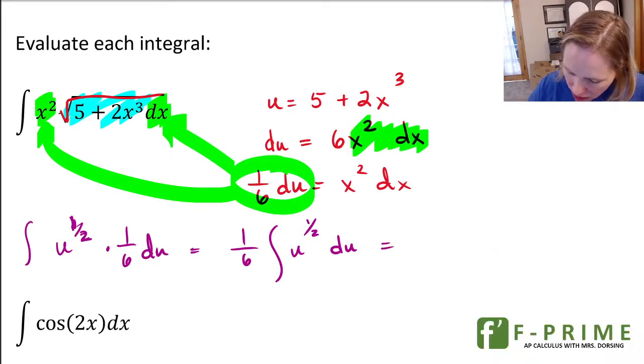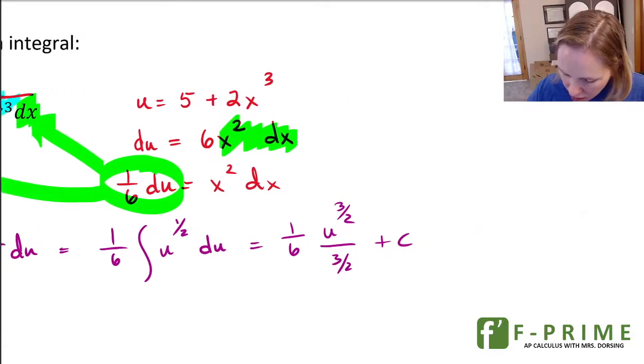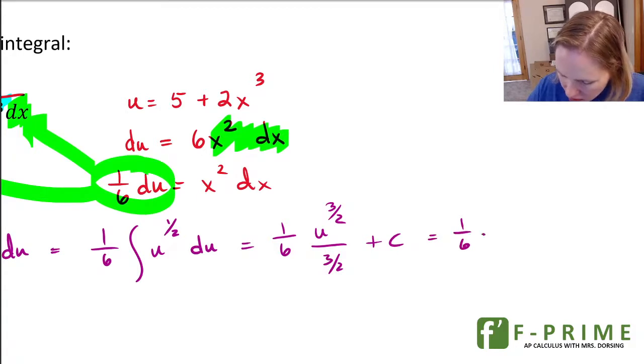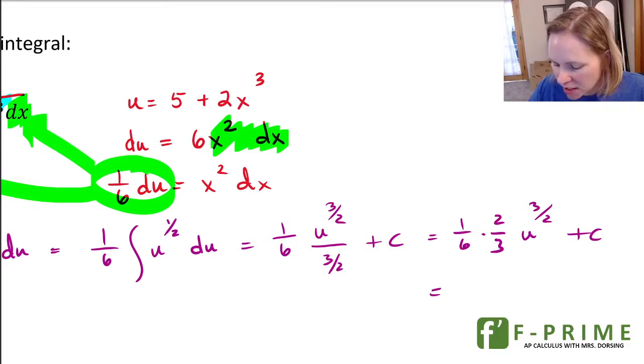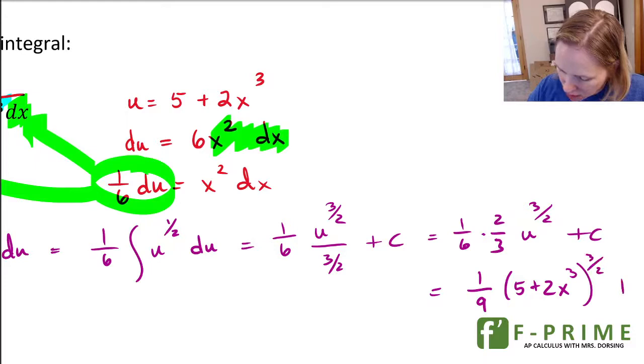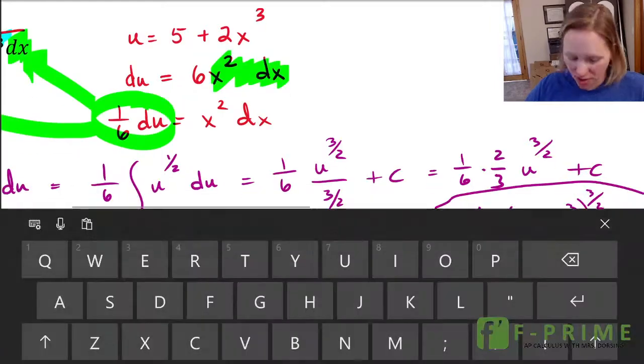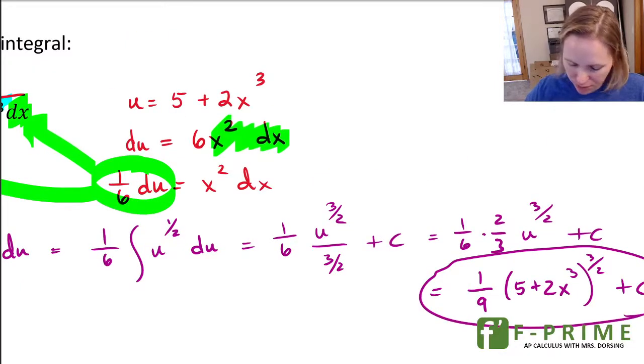But now I'm ready to integrate. So 1/6 u to the 3/2 divided by 3/2. And we learned we need to tack on that plus c. And if we keep on going, we're going to have 1/6 times 2/3, flip that bottom fraction, u to the 3/2 plus c. And when I replace u with its equivalent, we should have, let's see, 6 times 3, that's 18, so 2/18. So I'm going to write this as 1/9, 5 plus 2x cubed to the 3/2 power plus c. There it is. That's the answer that I should be getting when I solve a little problem like this.